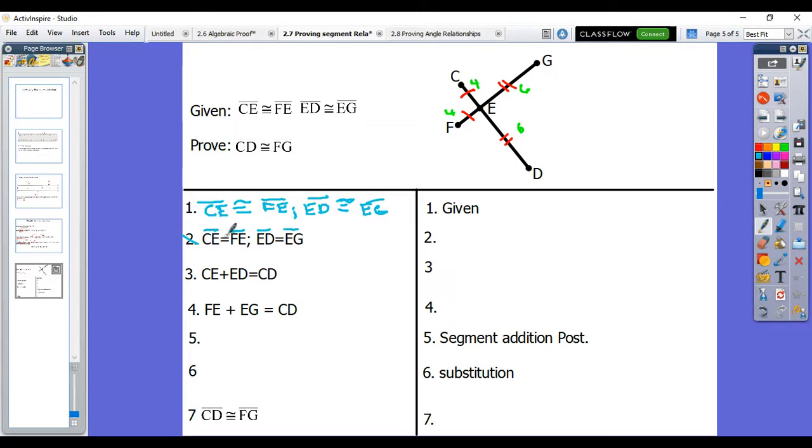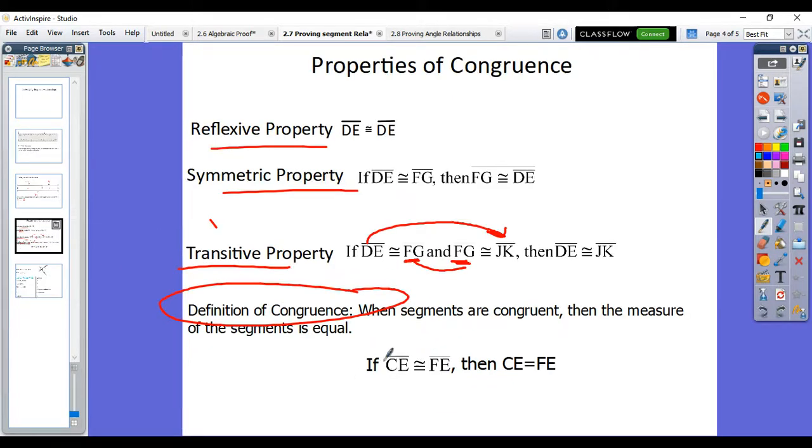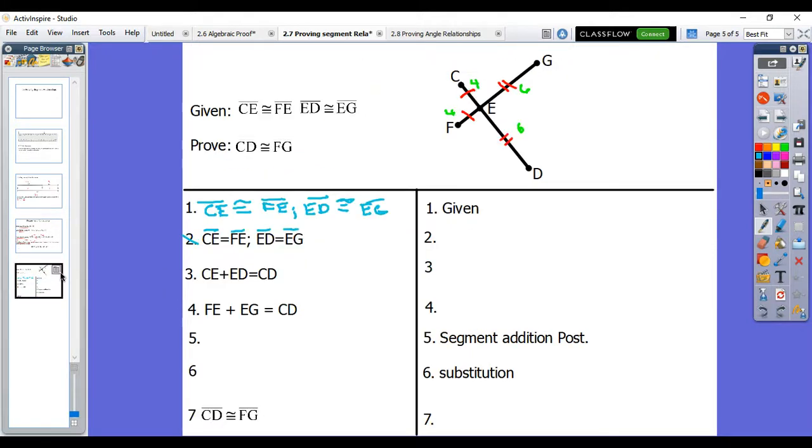We're not saying CE is equal to FG. As we said earlier, anytime you say something that is congruent is now equal, all you're doing is making it parts that are malleable, parts that we can move. When they're congruent, you really can't move them around, but when they're equal, we can move them around a lot more. So this is the definition of congruency. You can just put "definition of con." I will understand that's definition of congruency.